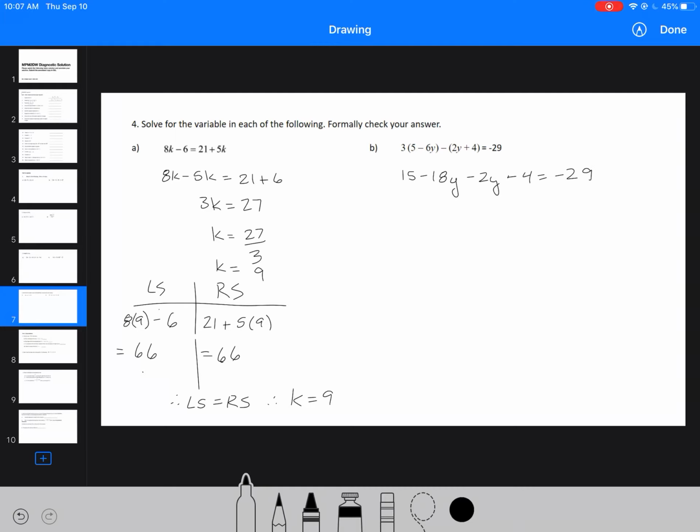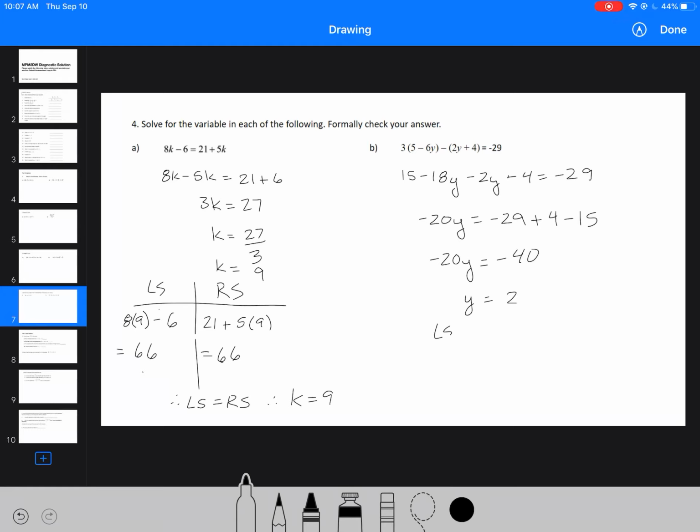On the left side, I'm going to keep my variables. So I've got minus 20y equals minus 29 plus 4 minus 15. And here I've got minus 20y. And I've got minus 29 plus 4 minus 15 is going to give me minus 40, and that's going to leave me with 2.